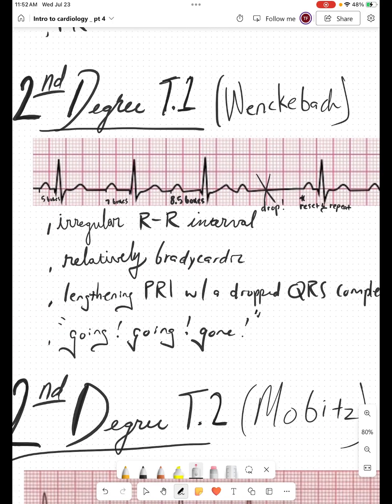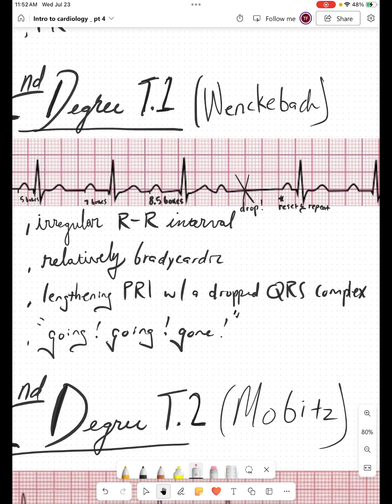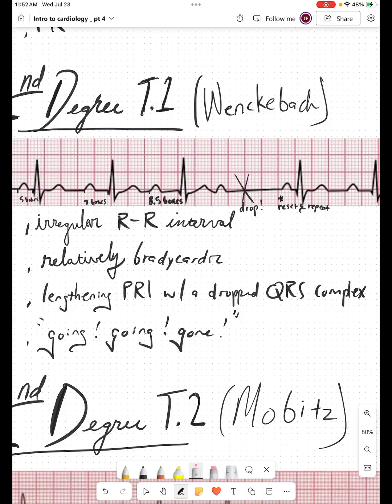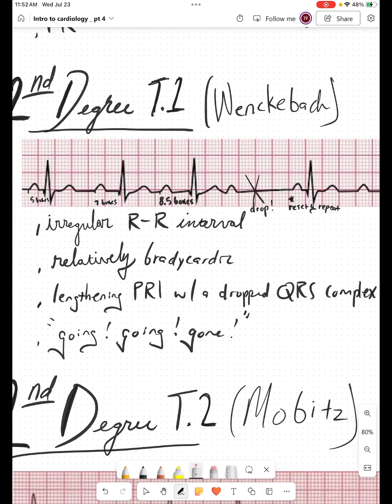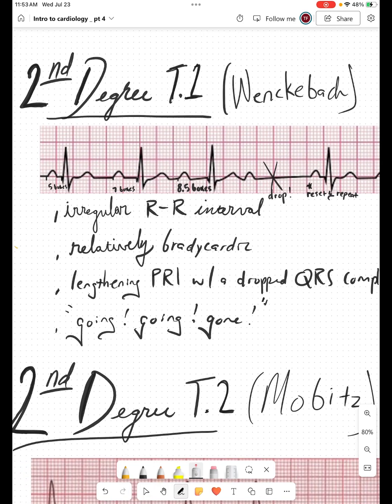So this is a relatively bradycardic rhythm. We have a lengthening PRI with a dropped QRS complex. That's what's causing that irregular R to R interval. Think going, going, going, gone. It doesn't have to be 3 or 2. It's the premise of a long PRI, a longer PRI, consistently prolonging until you have a dropped QRS complex.